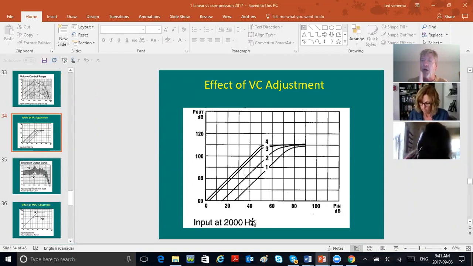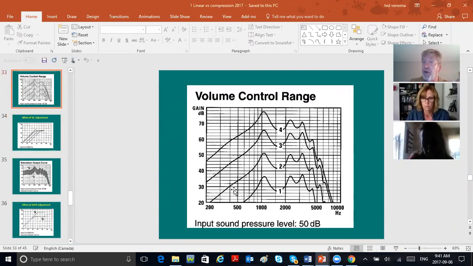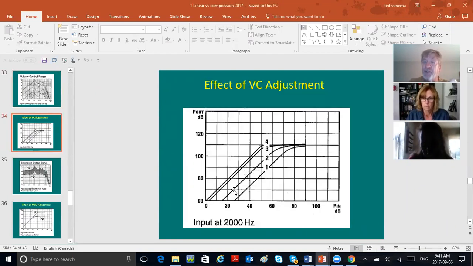The reason it's 2,000 hertz is that's the most important frequency for understanding what is said. That's where vowels and consonants meet. So an input-output function is showing you the same thing as the frequency response: what the volume control is doing. Let's review what this says from last week. Look at volume control number one. That's the lowest position, the softest position.